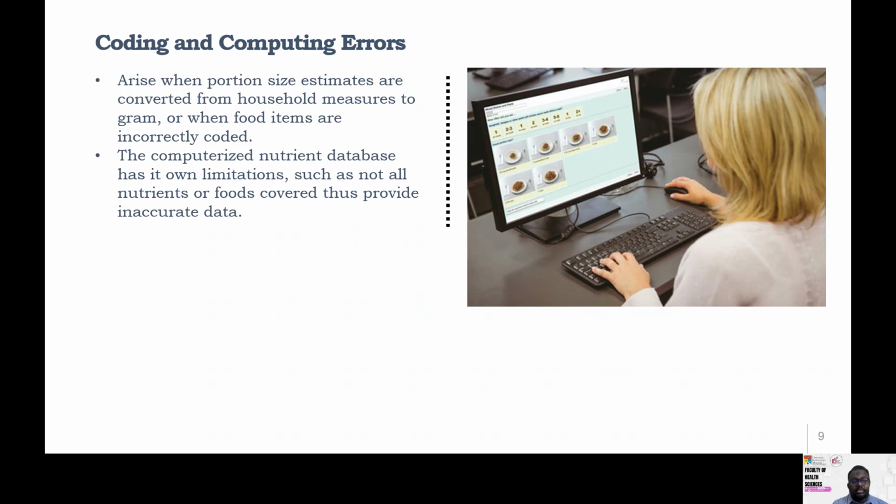The computerized nutrient database also has its own limitations, such as not all nutrients or foods being covered, thus providing inaccurate data. So when a person reports that they have taken kueh kochi in their daily intake, and then we try to search kueh kochi in our nutrient database, and unfortunately we couldn't find one, here it introduced error when we substitute kueh kochi with another type of traditional kueh of similar composition.